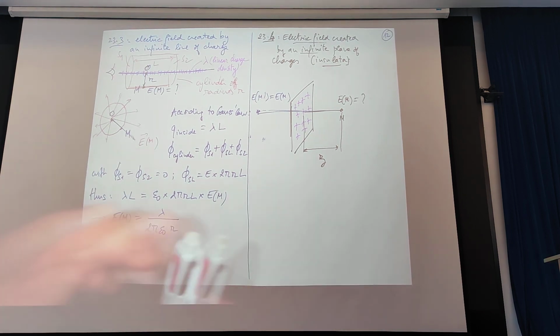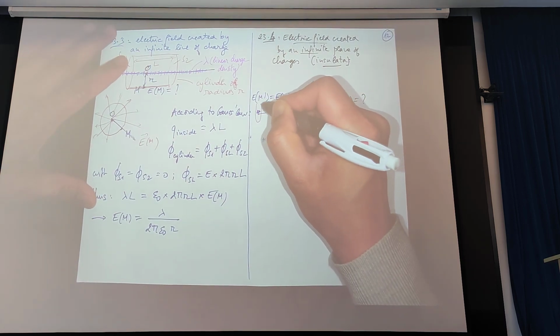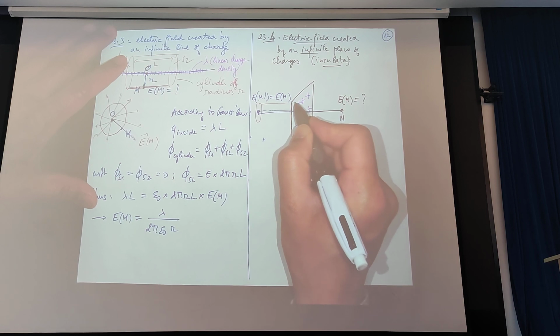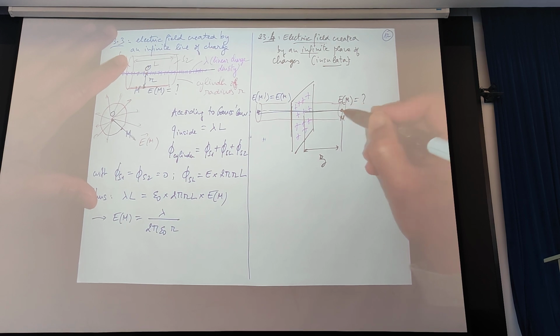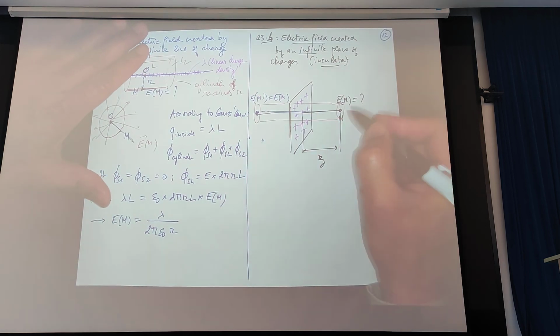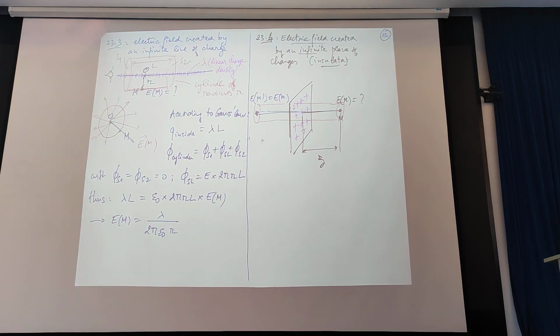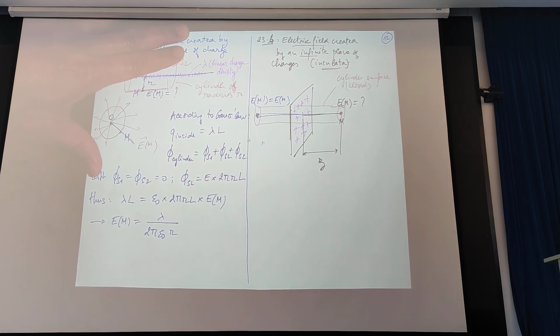So, to solve this, remember that we are in the Gauss law chapter. We are going to consider a small cylinder going through the plane, like this, and whose section is going through M and M prime. This is a cylinder surface, closed, of course. Do you see what I mean?